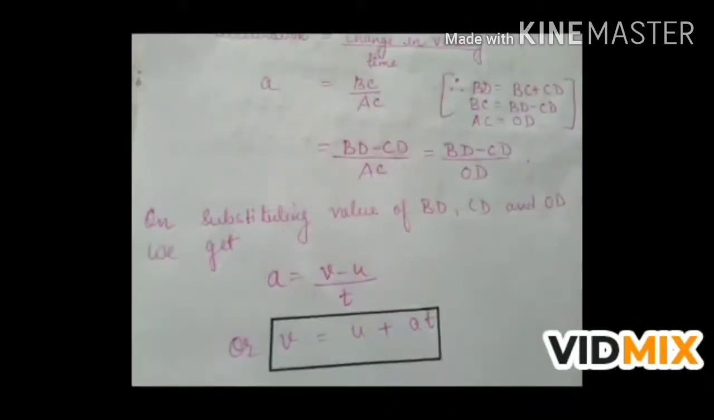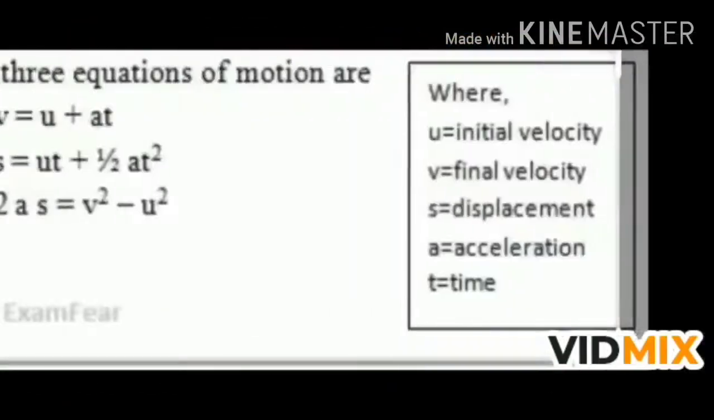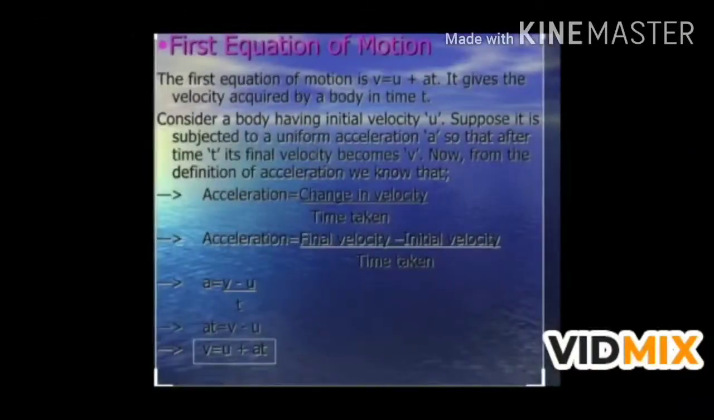Now on substituting the values of BD, CD and OD, we get A equals, in the place of BD we write V, in the place of CD we write U, and in the place of OD we write T. Now we cross multiply and we get the first equation of motion, that is V equals U plus AT. So you can see here the first equation of motion.